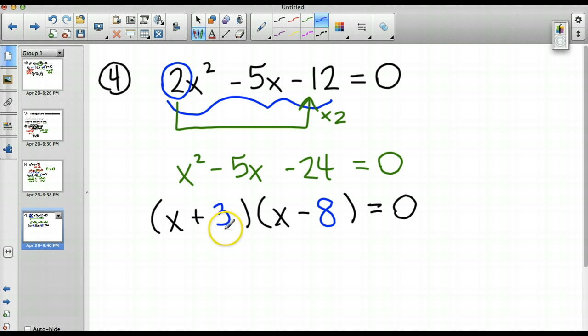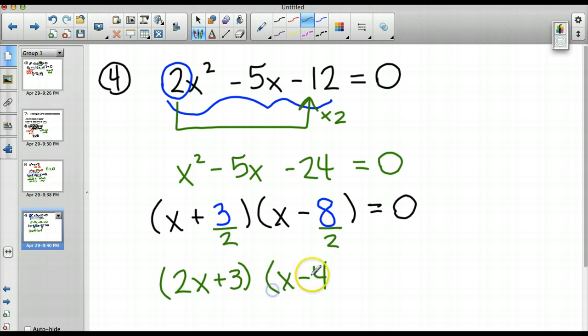Do not stop there because we did slide and divide. We've already slid our 2, but now we have to divide by that 2. So don't forget this important step. We have to divide the 3 by 2 and the 8 by 2. So we end up getting x plus 3 halves factors back into 2x plus 3. And 8 over 2 is just 4, so we can leave this as x minus 4 is equal to 0. So that's how this factors using slide and divide.